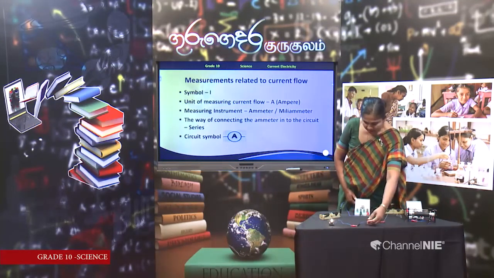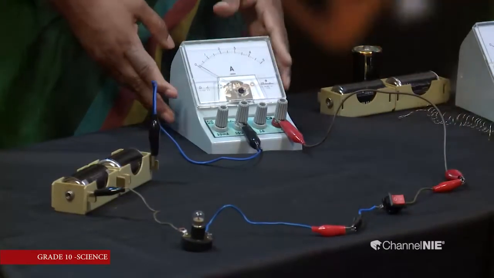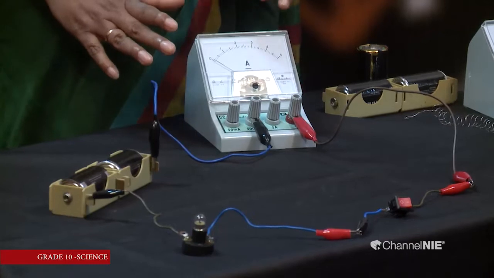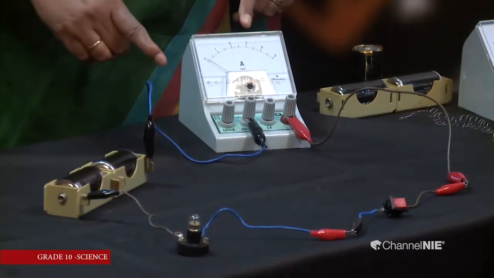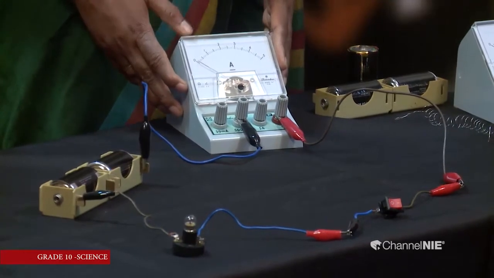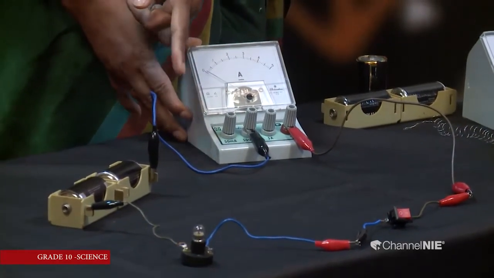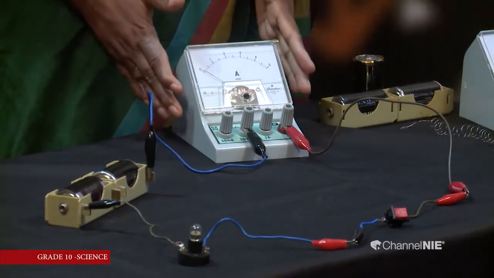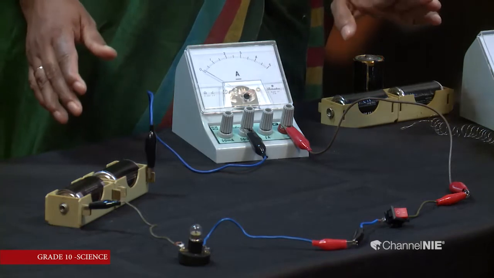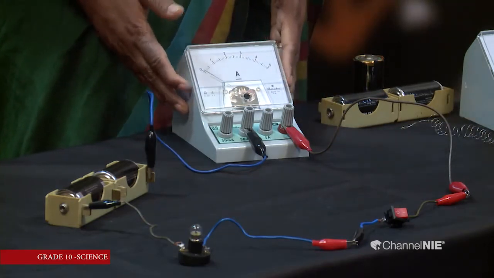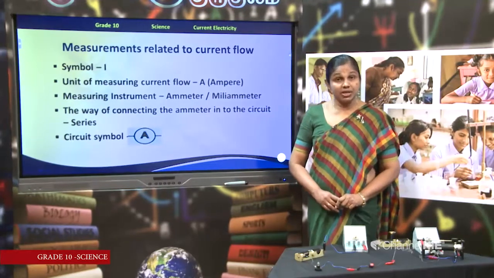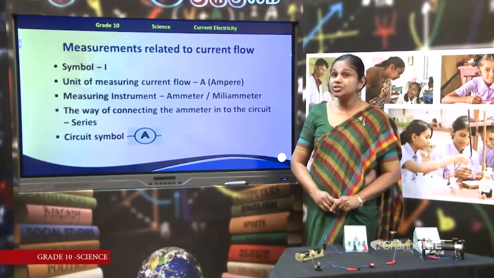Now look at this, children. When the ammeter is connected to the circuit, it is inserted inside the circuit in a manner such that all the current flows through the ammeter. If any device is connected to a circuit so that the complete current flows through that device, this method of connection is called series connection. Now, you should be able to understand that this ammeter is connected to the circuit in series. Right. Then we will move to the next measurement of electricity, potential difference.